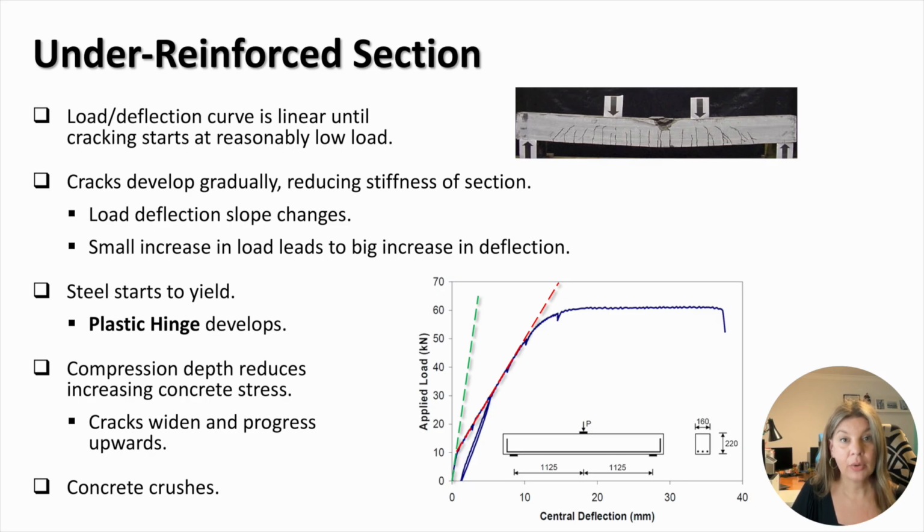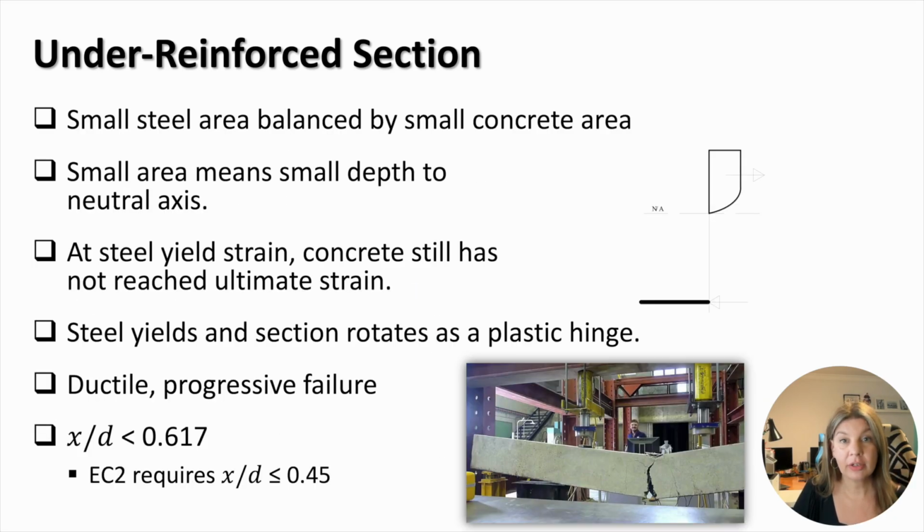The plateau in the load deflection curve represents yielding of the reinforcing steel and the development of a plastic hinge. Further loading of the beam will lead to the reduction of compression depth and increase of stresses in concrete. Cracks will widen and progress upwards, and eventually the concrete will fail by crushing in the compression zone at the load application point. The main features of the under-reinforced beam include the ductile progressive failure.